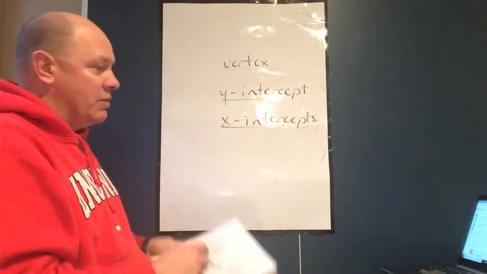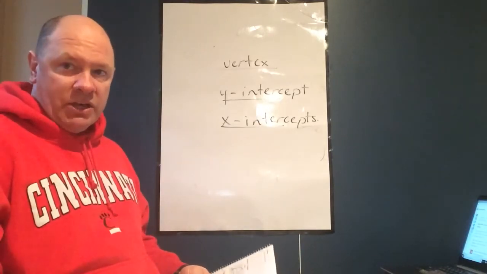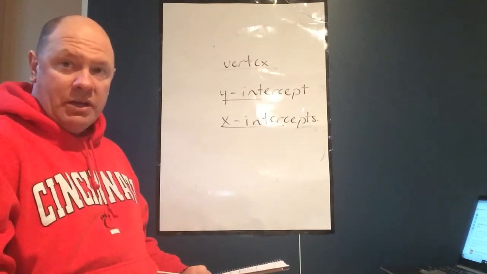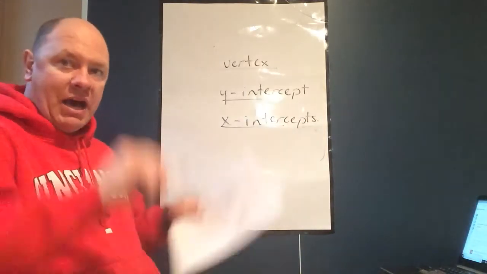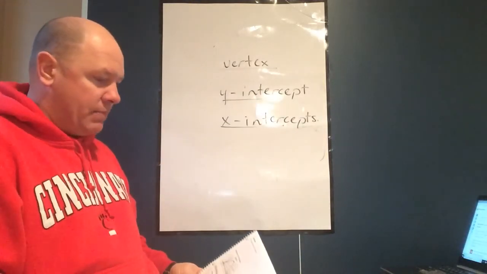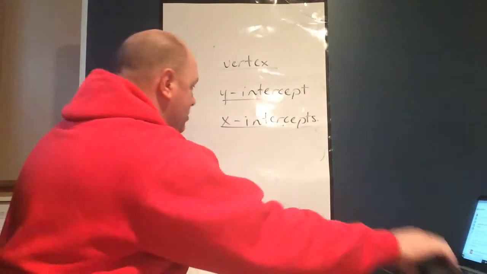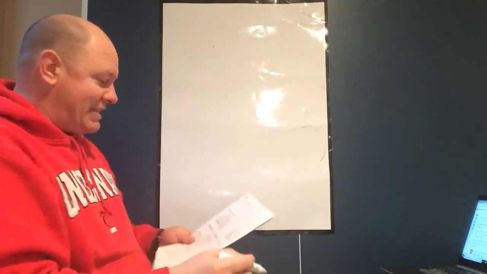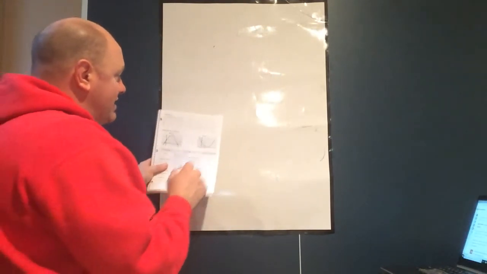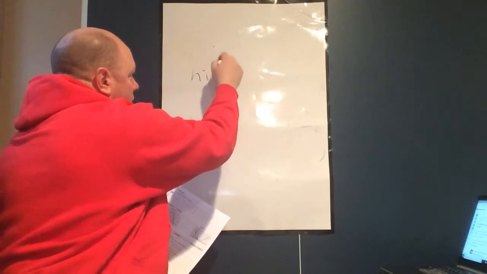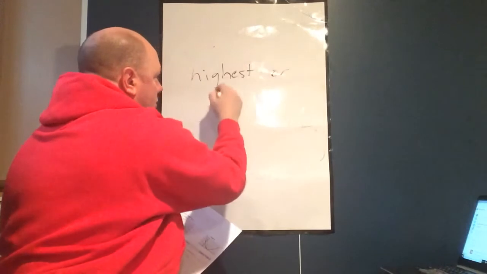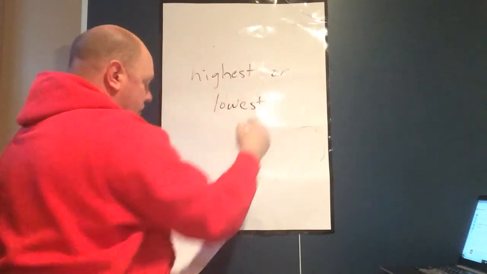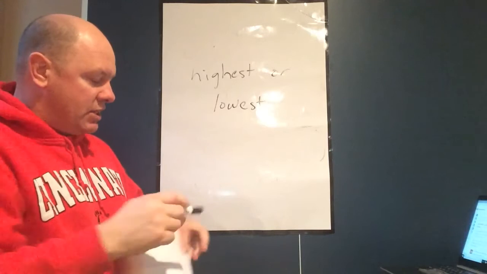So the vertex is going to be your max value or your min value located on the parabola. If it's opening down, it's going to be a max. If it's opening up, it's going to be a min. Okay? Looking at the definitions, the first thing you have is the vertex. It talks about here, it says the highest or lowest point that you're looking at, so these points on your graph.